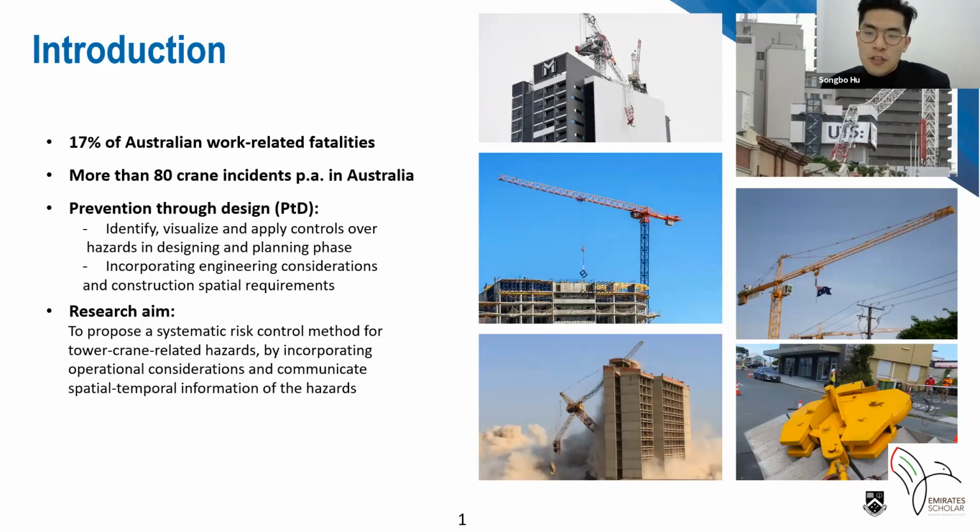Thus, early prevention is critical, also known as prevention through design, PTD. This theory aims at designing out hazards or eliminating them in the design and planning phase. There are 4 common trajectories to materialize such a theory, including prefabrication, avoiding hazardous material, incorporating engineering calculations, and considering spatial requirements. So our aim is to propose such a PTD system for tall crane planning, adopting the last 2 methods, incorporating operational considerations and communicating spatial temporal information of the hazard before construction starts.